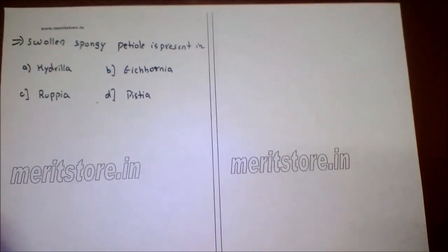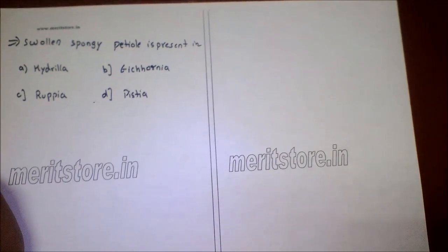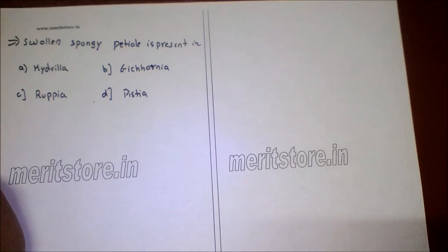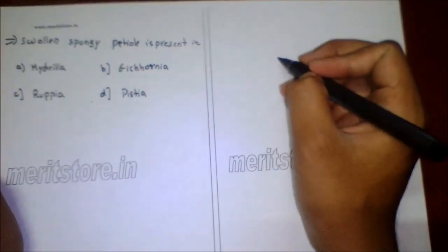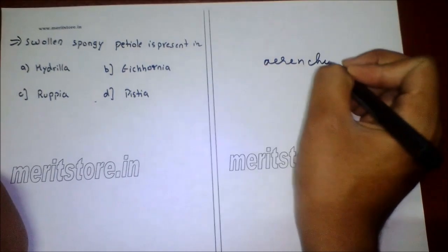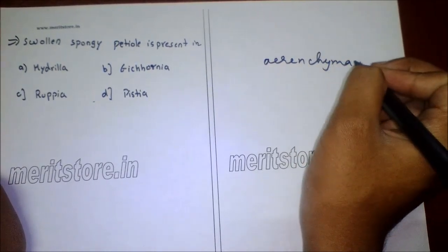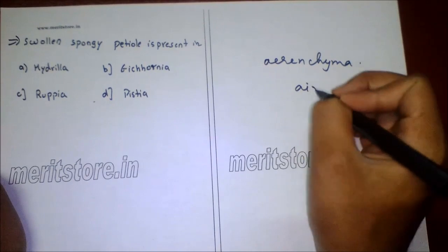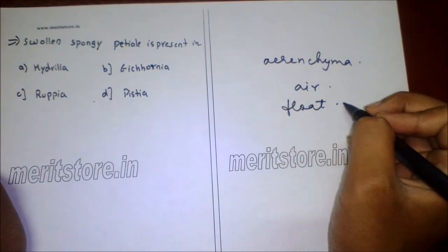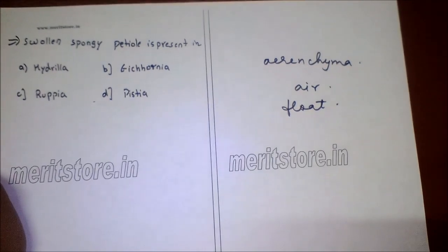Swollen spongy petiole is present in: A. Hydrilla, B. Trapa, C. Rupa, D. Pistia. Sometimes the petiole becomes swollen and spongy due to development of parenchyma. This type of petiole encloses much air and helps the plant to float. It is seen in Trapa bispinosa and Eichhornia. So option B is the correct answer.